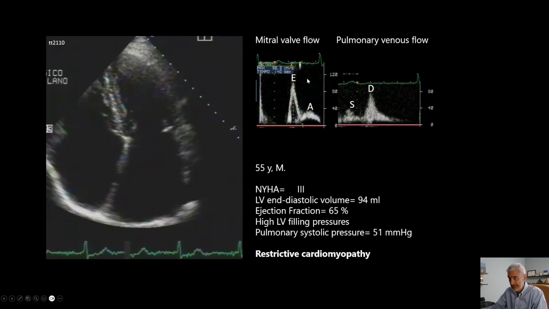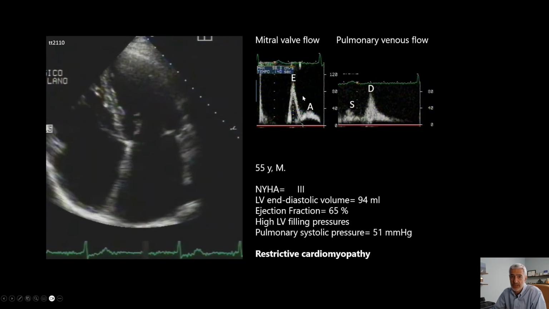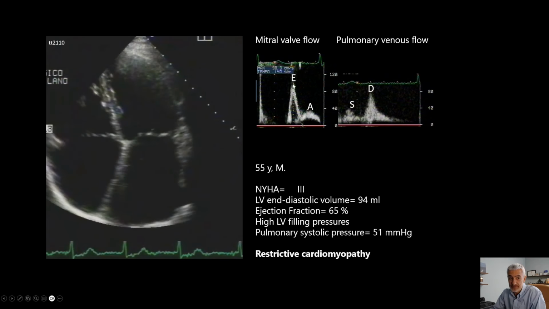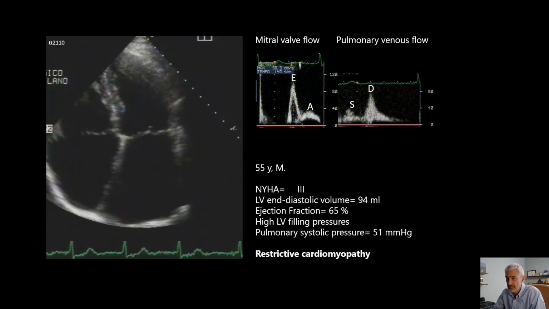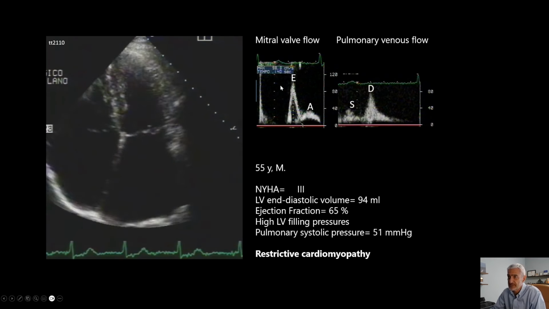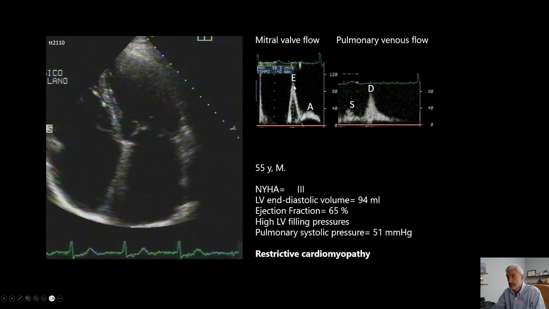In the middle, we have a pulse Doppler mitral valve flow tracing from the same patient, with a classical restrictive phenotype: a high peaking E wave with almost 100 centimeters per second peak velocity, a shortened deceleration time below 160 milliseconds, which is the cutoff, it's 140 milliseconds, and then we have a very small A wave such that the EA ratio is well above 2.